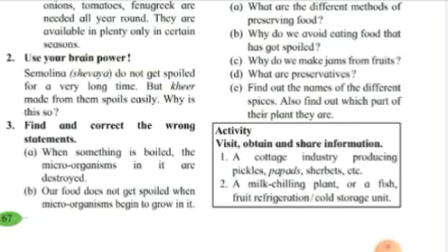What are preservatives? Then find out the names of the different spices. Also find out which part of the plant they are. Okay, now the different spices which are used in our house daily, or mother uses, are like chili, cinnamon, pepper, bay leaves, cloves, etc. Now chili, you know, chili means mirchi, right? So chili is nothing but it is the fruit of the plant.